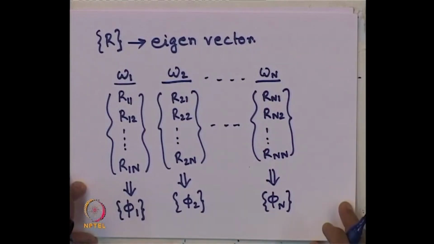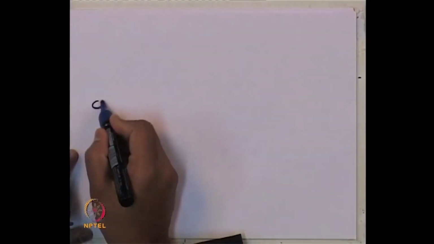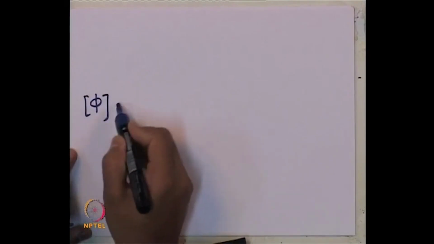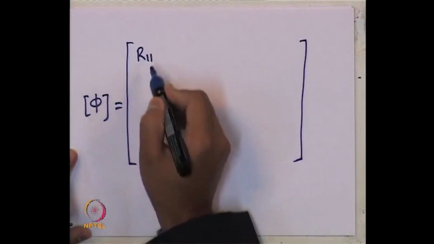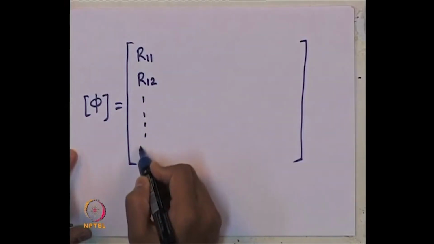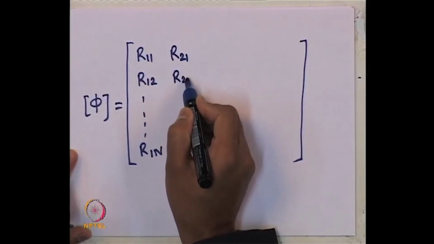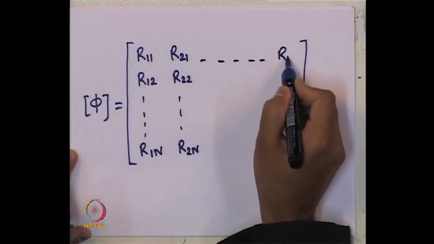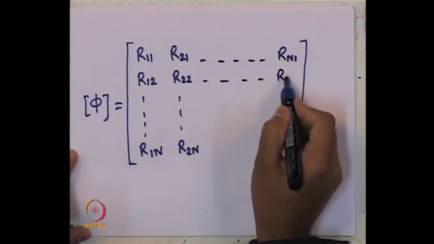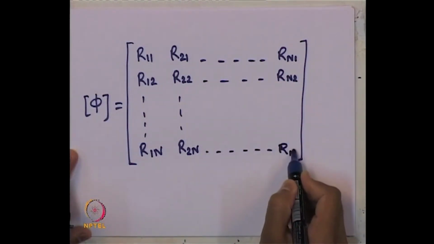What does it mean? Now, our transformation matrix is ready. The transformation matrix phi can be written as r 11, r 12, r 1n, r 21, r 22, r 2n, up to r n1, r n2, r nn.